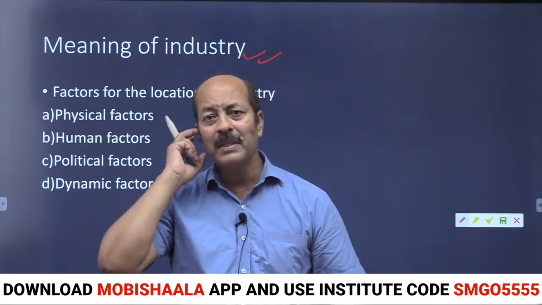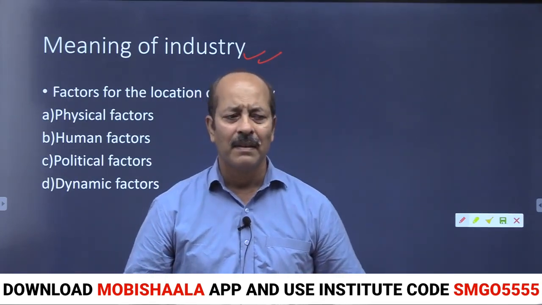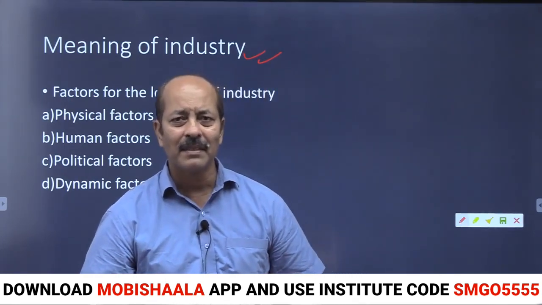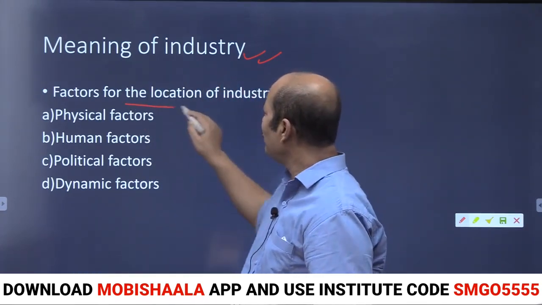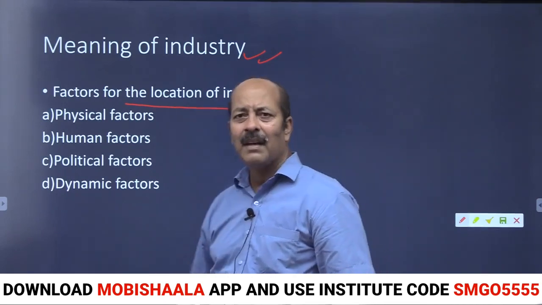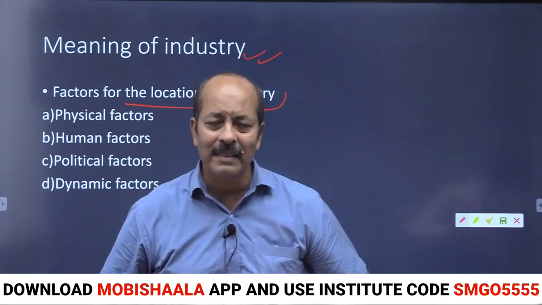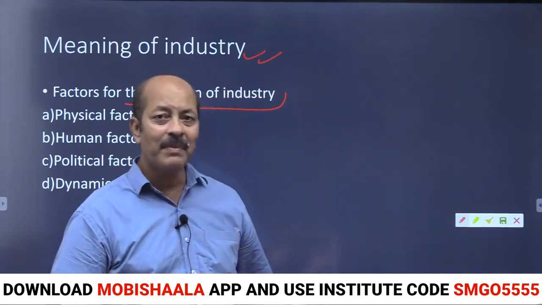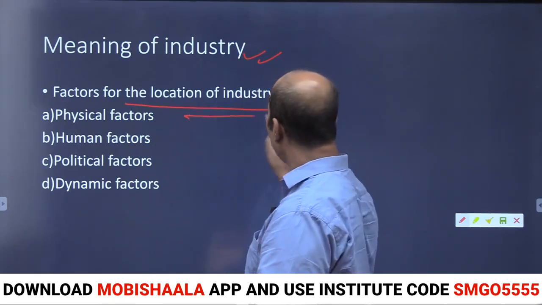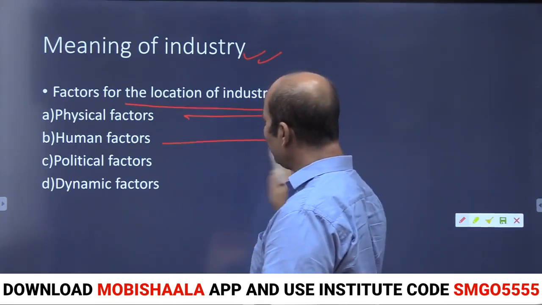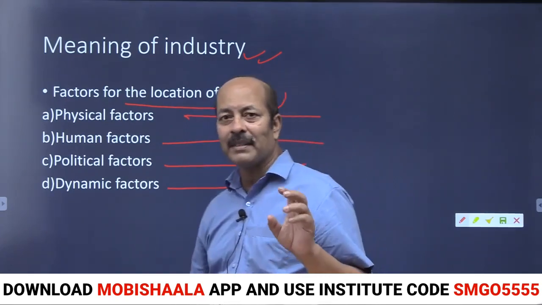Now come to the location of industry. The definition is okay, students. You have written all three basic characters. Now we are here to discuss the factors for the location of industry. This is a very basic thing, but you must write it in the beginning of the contents. So we have four basic factors. The first is physical factor, second is human factor, third is political factor, and fourth is dynamic factors.